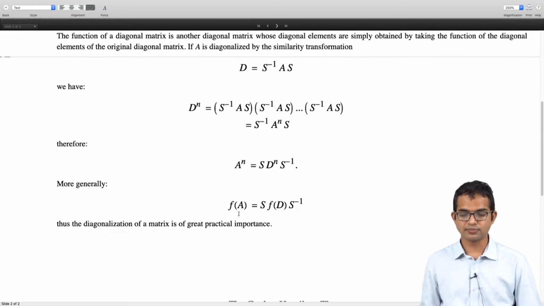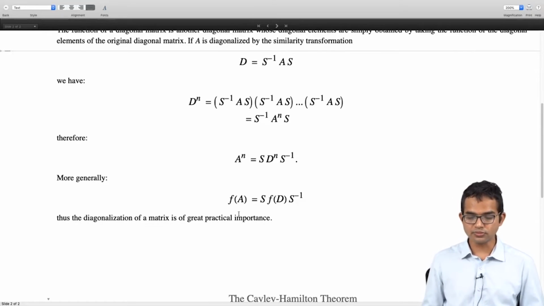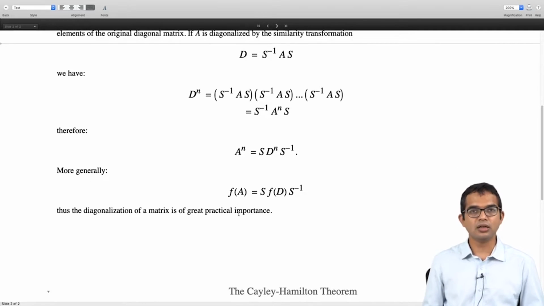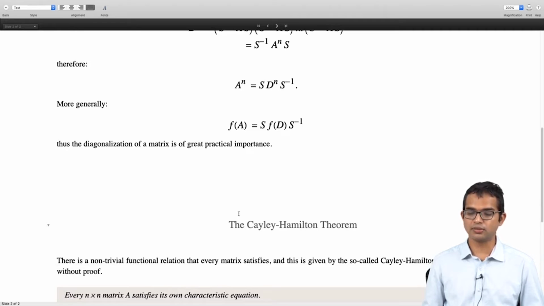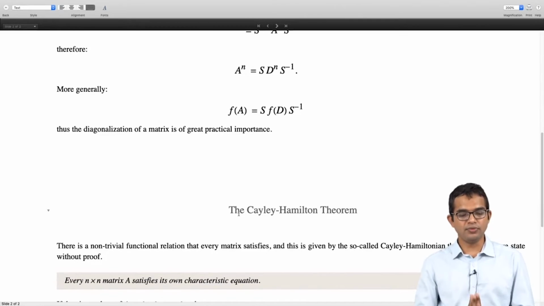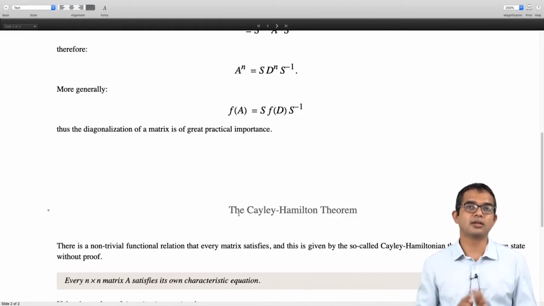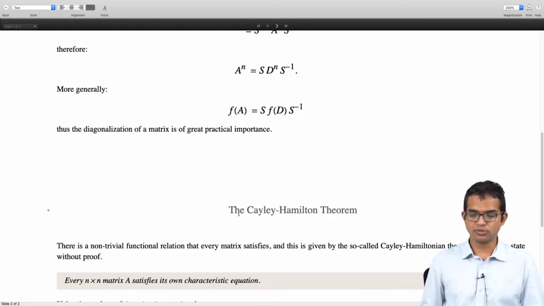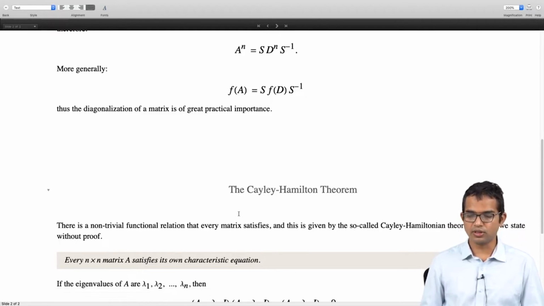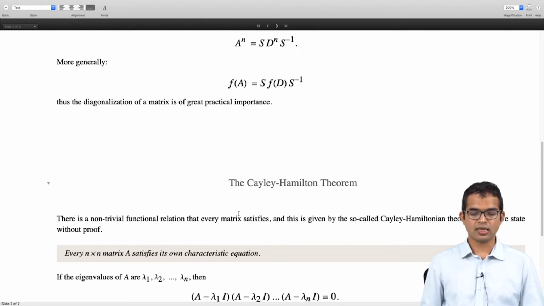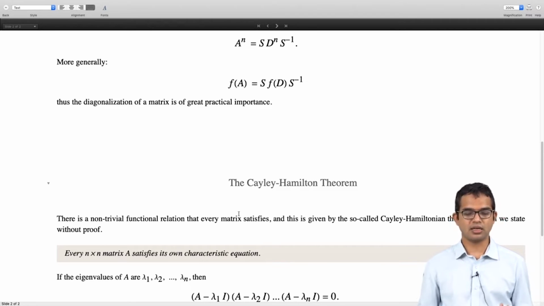So now let's look at a special kind of function which is associated with any matrix, and that leads us to this theorem called the Cayley-Hamilton theorem, which is a non-trivial theorem which says basically that every matrix satisfies its own characteristic equation, right? So very simple to state and fairly easy to understand, but it's a non-trivial theorem. Of course, we are not going to prove it, right? So what is the characteristic equation? It's just determinant of A minus lambda I is equal to 0, right?